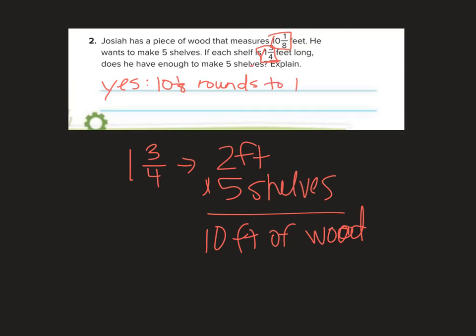And I'm going to say 10 1/8 rounds to 10. 1 3/4 rounds to 2 feet. So 10 feet divided by 2 feet equals 5 shelves. We kind of went the other way. We did feet on each shelf, multiplied that by 5. But you could go both ways. So there's a little way to just see it both ways, but we know he has enough.